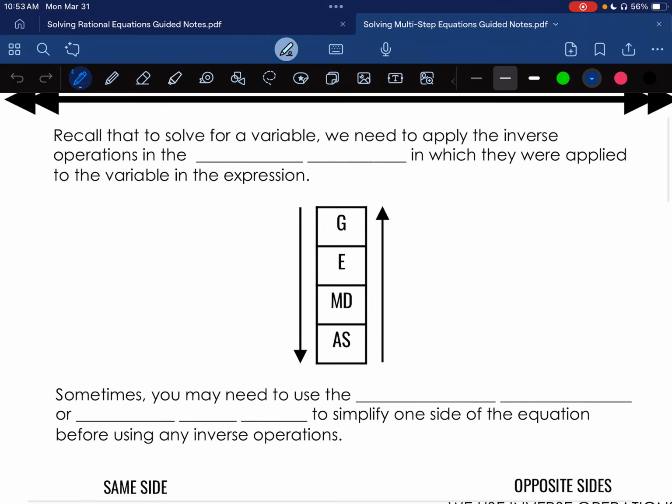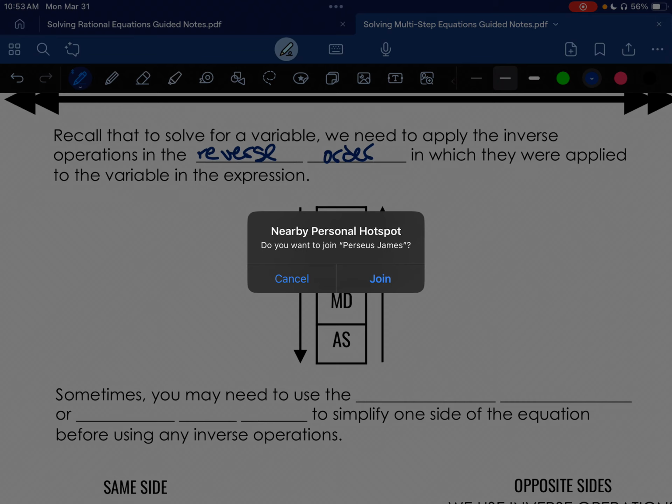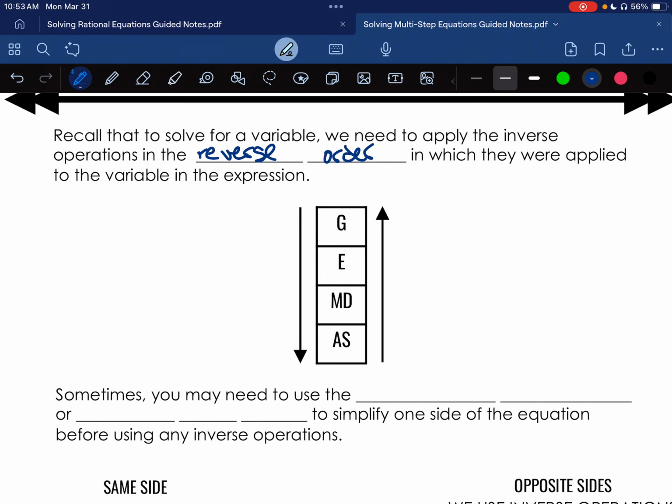So remember, to solve for a variable, we have to apply the inverse operations that we know and love in reverse order in which they were applied to the variable expression. So here I have GEMDAS, you might know it as PEMDAS, right? The order of operations starting with grouping symbols followed by exponents, and then multiplication and division in the same step, and addition and subtraction in the same step.